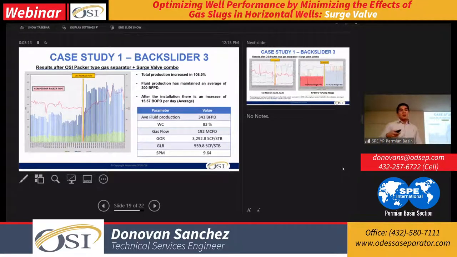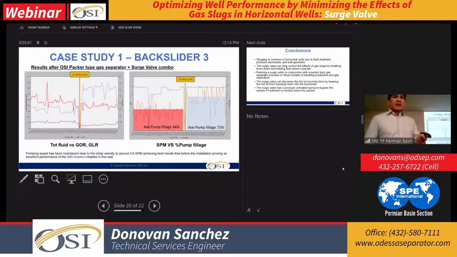Another way we can say that this production increase, even with the gas separation, was due to this company using variable speed drive and their pump off controllers, because if their pump fillage was low, as I mentioned earlier, at 44%, it definitely slowed down the speed of the pump and had pumped off sometimes. So we were able to produce more consistently versus before they had the tool.